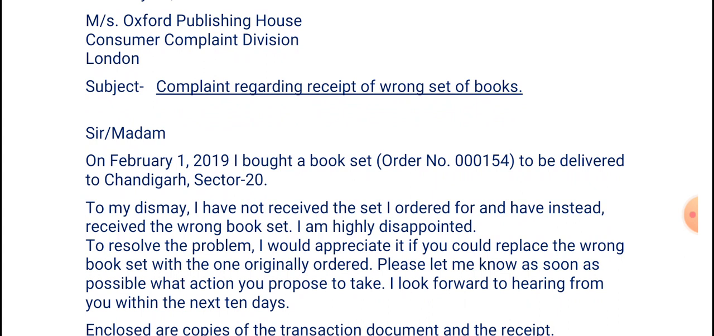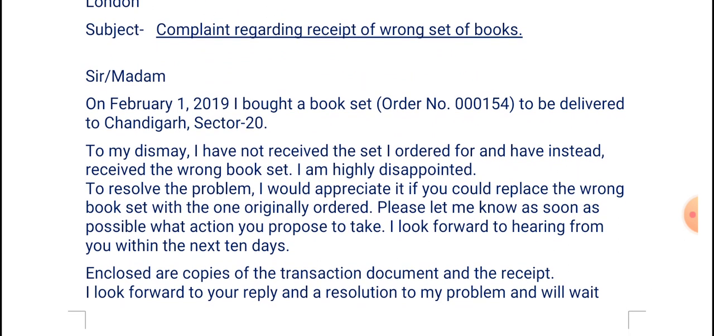000154, to be delivered to Chandigarh Sector 20. To my dismay, I have not received the set I ordered, and I have instead received the wrong book set. I am highly disappointed. To resolve the problem, I would appreciate if you could replace the wrong book set with the one originally ordered. Please let me know as soon as possible what action you propose to take.